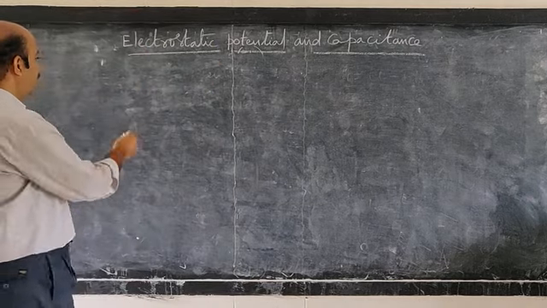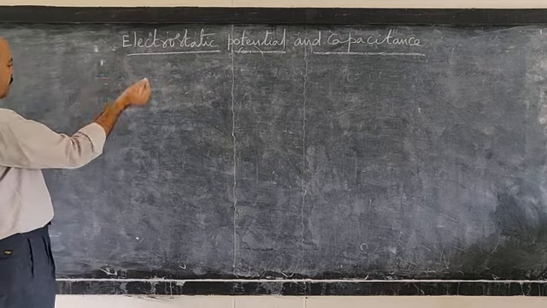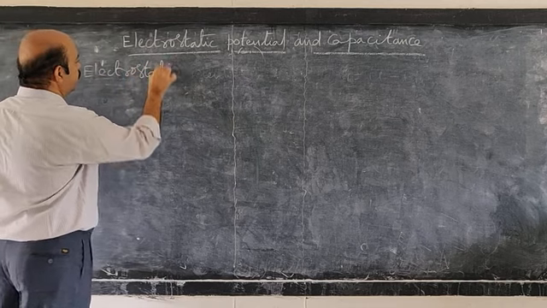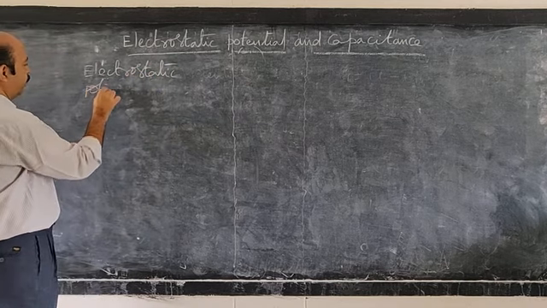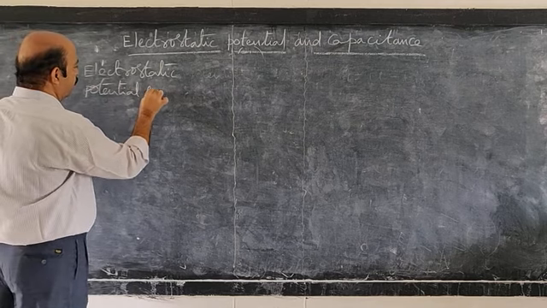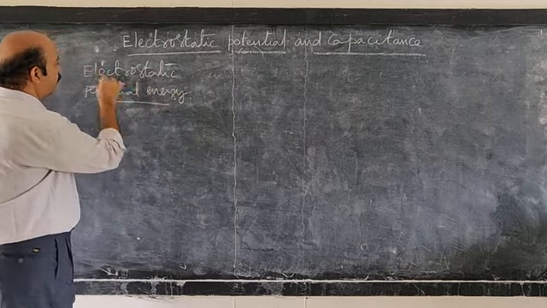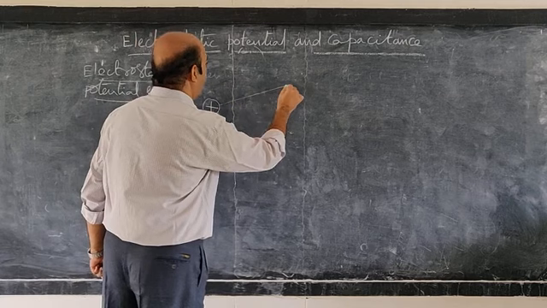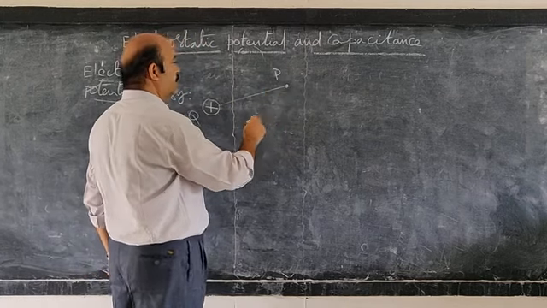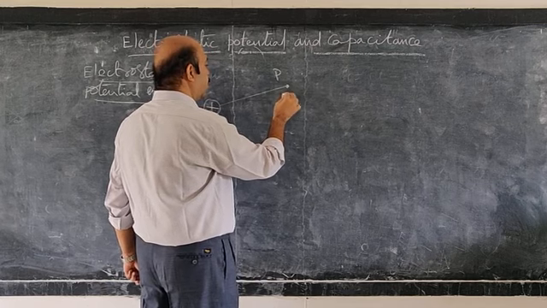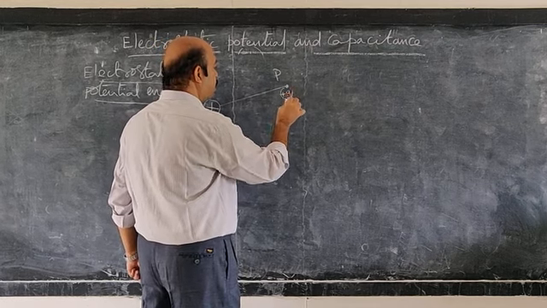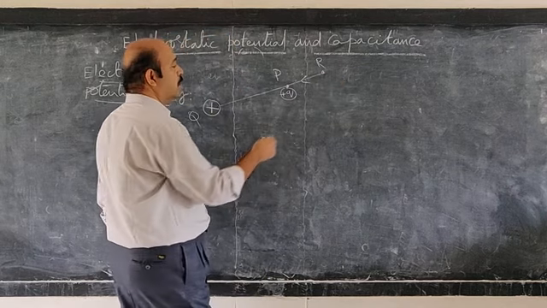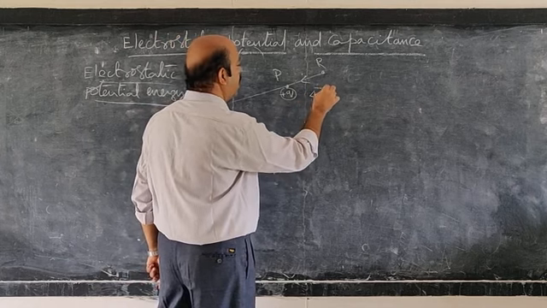First of all we will discuss the electrostatic potential energy. Let there be a positive charge, say Q. Now at some point P, another charge plus q is brought from some other point, say R. Let us suppose this is delta R.